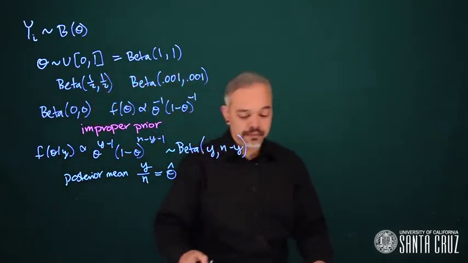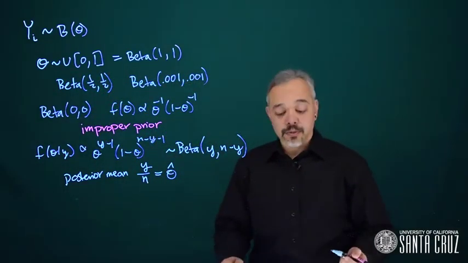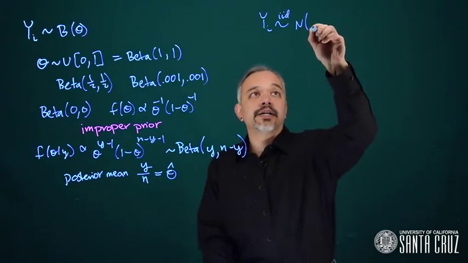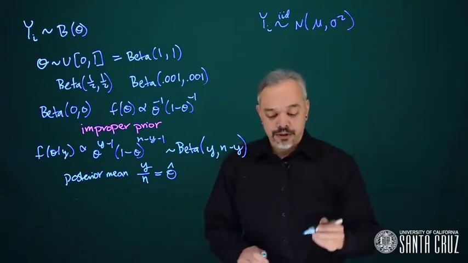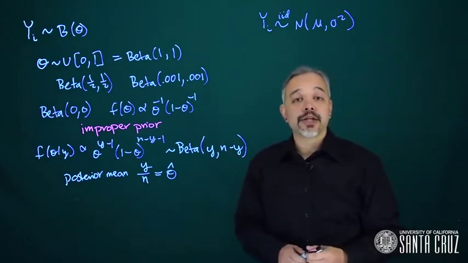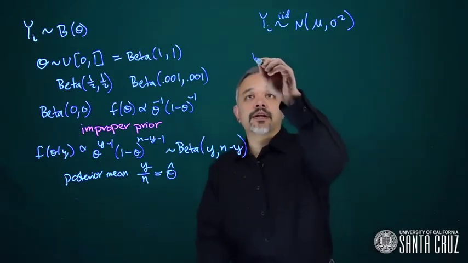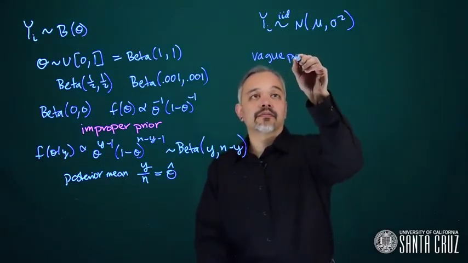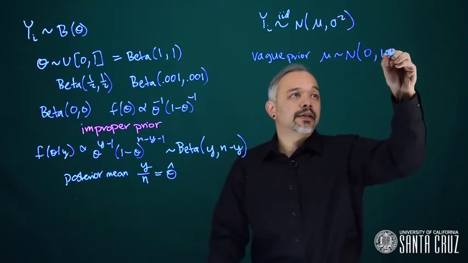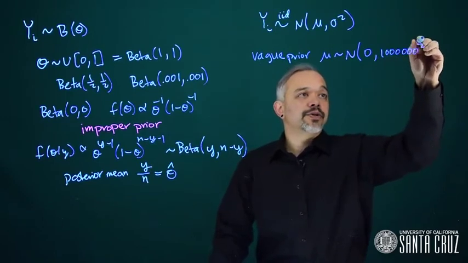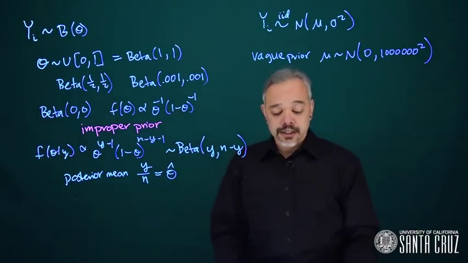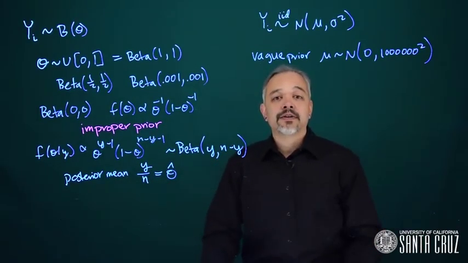Another example is thinking about the normal case. So think about y sub i being IID, normal with mean mu and variance sigma squared. Let's start off by assuming that sigma squared is known, and we'll just focus on the mean mu. We could think about a vague prior. Say mu is normally distributed with mean 0 and variance 1,000,000 squared. That would just spread things out across the real line. You can take a wide variety of possible values.